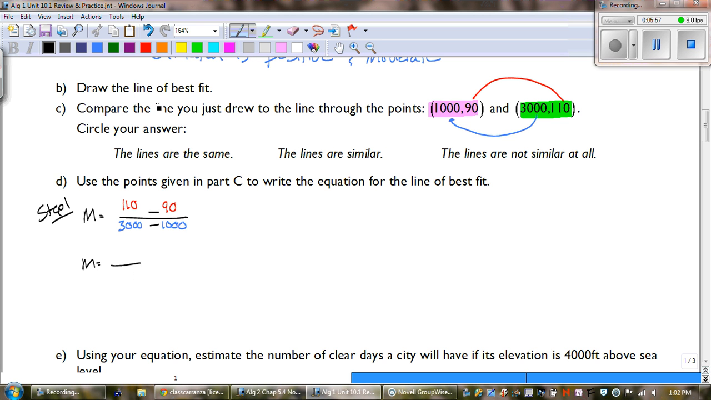Well, 110 minus 90, that is 20. And 3,000 minus 1,000 is 2,000. Did any of your calculators reduce that? Yeah, mine got 1 over 100.